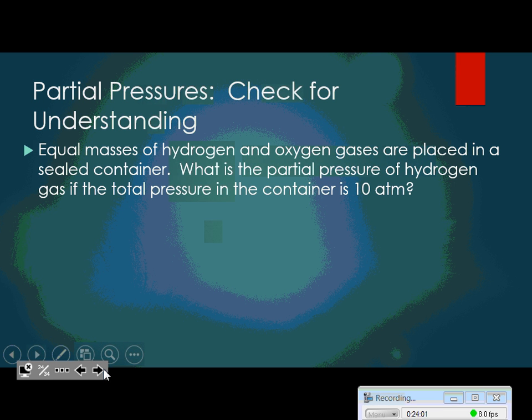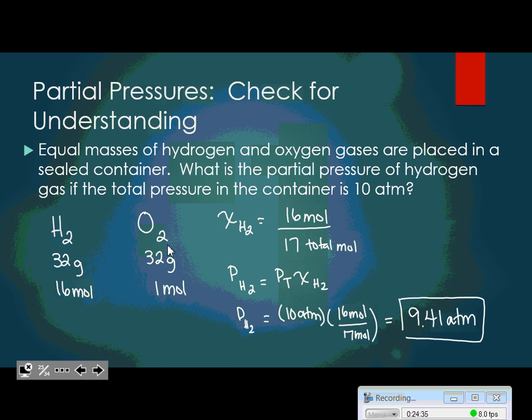All right, here's another check for understanding. So you have equal masses of hydrogen and oxygen gases placed in a sealed container. What is the partial pressure of hydrogen gas if the total pressure in the container is 10 atms? So what I would do for this, I know the total pressure and I want to find the partial pressure. I would find the mole fraction of hydrogen. Problem is you don't have any numbers except for the total pressure. So what I did is I said I'm going to assume that I have 32 grams of each gas, and I did that because I know that 32 grams is equal to the molar mass of oxygen.